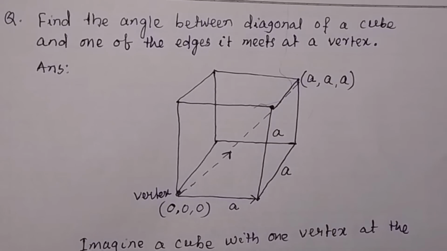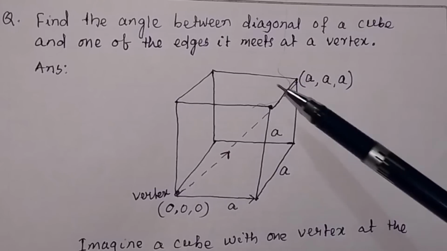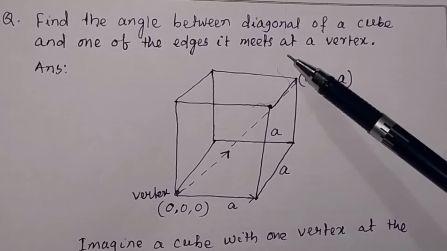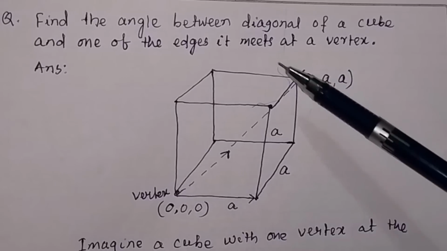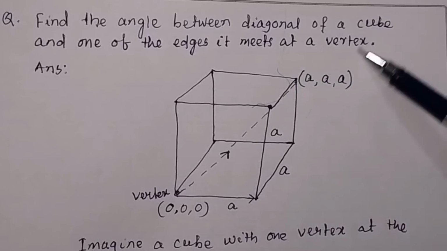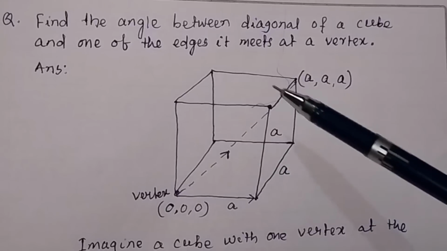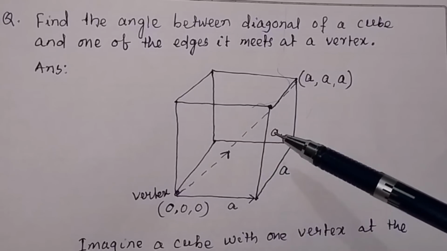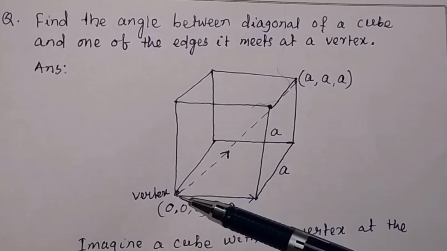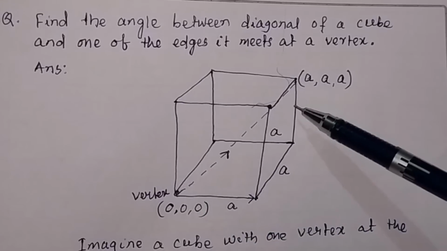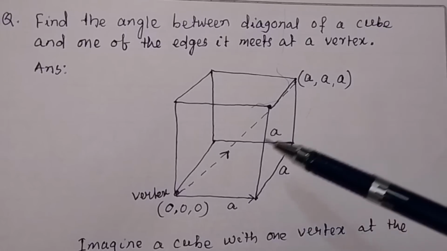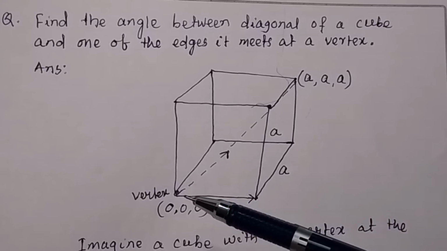Find the angle between the diagonal of a cube and one of the edges it meets at a vertex. So we have to find out the angle between the diagonal of a cube. Suppose this is the cube, and in this cube, suppose this is the vertex. The coordinate of the vertex is 0, 0, 0. So imagine a cube with one of its vertices at 0, 0, 0.